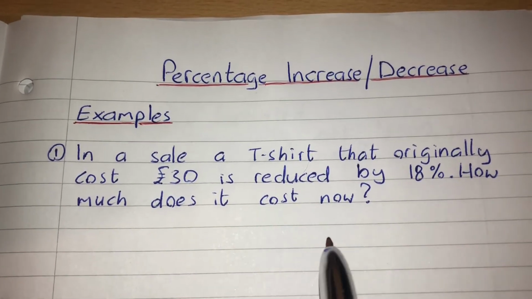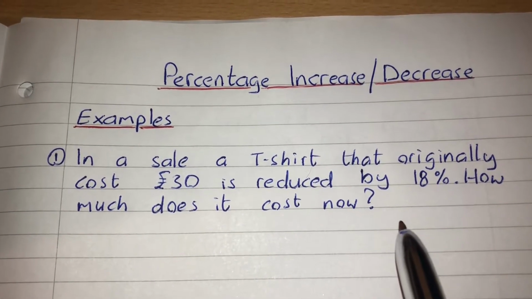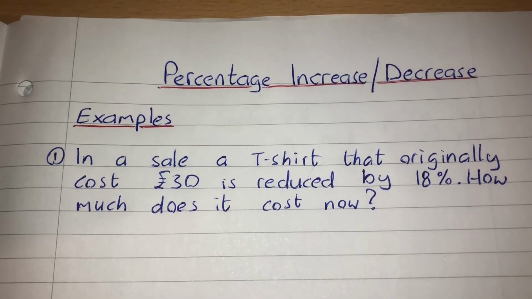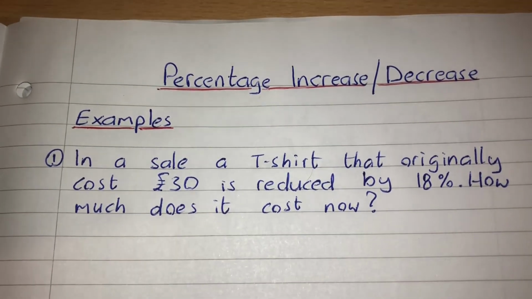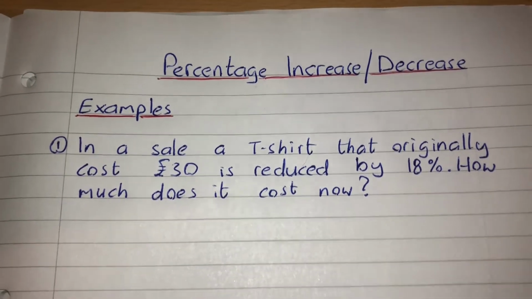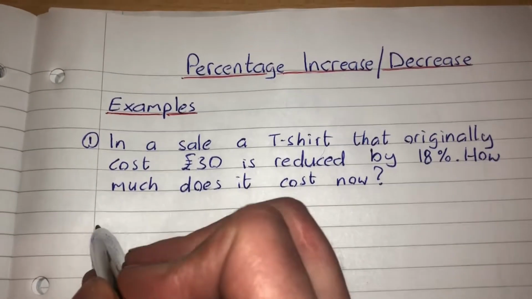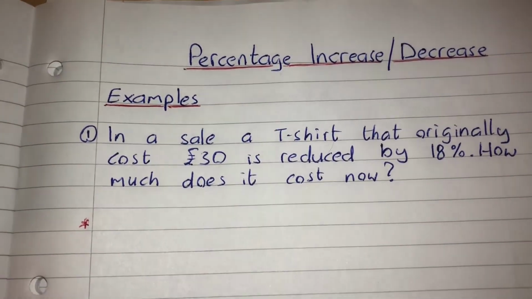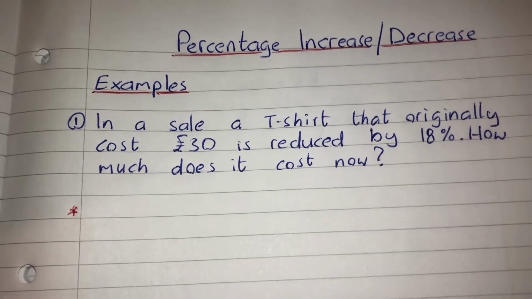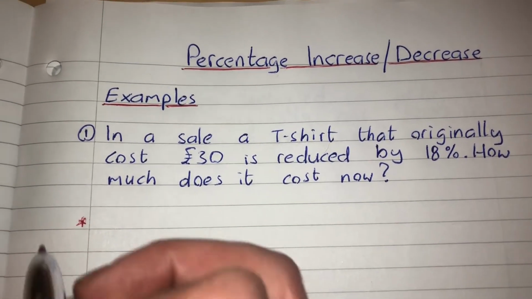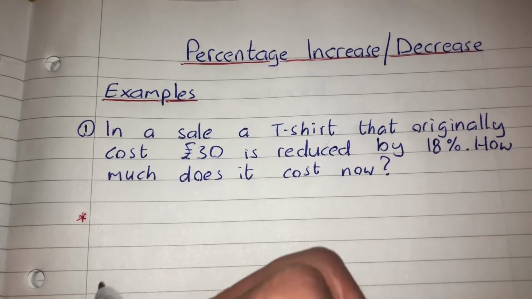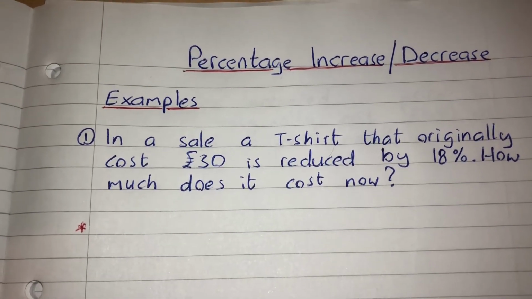When we're asked how much does it cost now, what we have to do is find the 18%, and then because it's a price reduction, take that away from the original amount. So that's exactly what we're going to do for the first method. I'll teach you a couple of different ways of going about this, and again, it's totally up to yourself what your preferred method is. The first one, we're going to find 18%, and then we're going to just take that away.